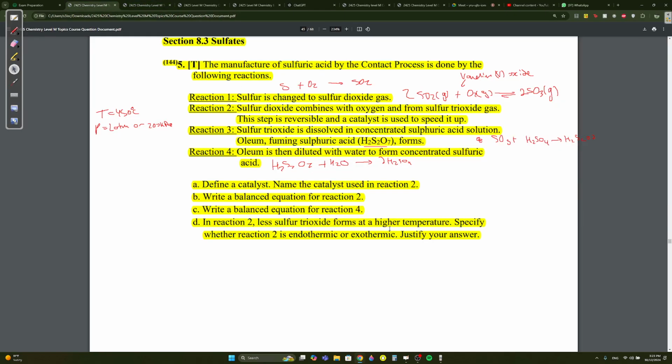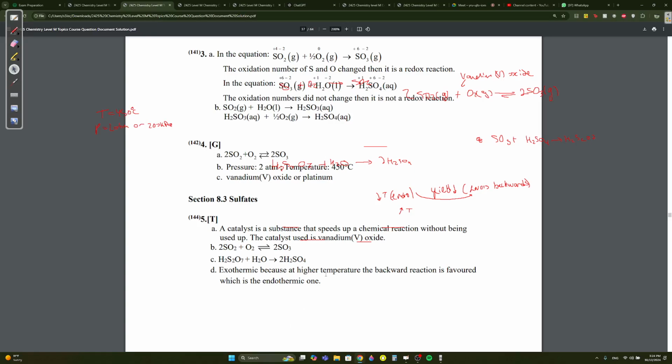And then in reaction 2, less sulfur trioxide forms at a higher temperature. Specify whether reaction 2 is endothermic or exothermic. If you're increasing temperature and the yield decreases, in other terms, it favors the backward reaction. When you increase temperature, the equilibrium goes to the endothermic direction, because it wants to decrease temperature. Since it's favoring the backward, that means the backward is endothermic. So is the forward endo or exo? Obviously exo. Exothermic, because at the higher temperature, the backward reaction is favored, which is the endothermic one.